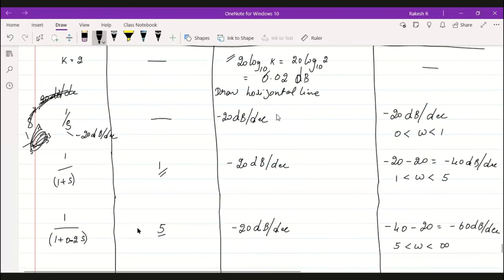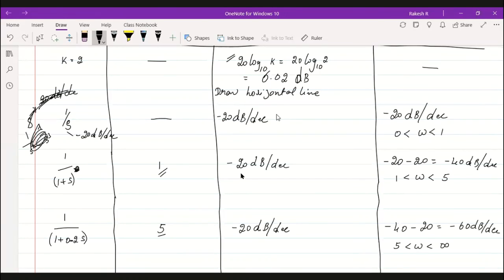Okay. Now, next one is the simple pole. When you want to write the simple poles, always remember to write them in ascending order. That means the lowest corner frequency first and then the next highest corner frequency. So the first one is 1 divided by 1 plus S. For that, the contribution is again minus 20 dB per decade only. If there is a square, you will have 40 dB per decade. Here we don't have any square, we have only 1 divided by 1 plus S. For that, the contribution is minus 20 dB per decade only.